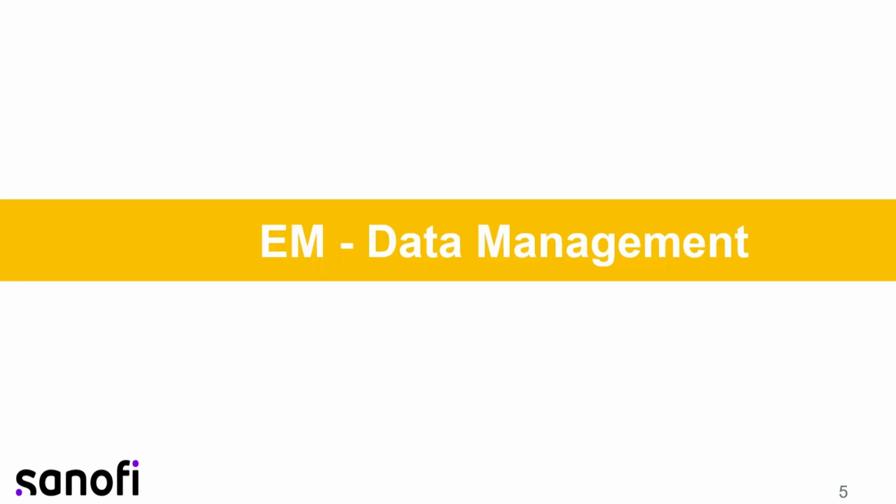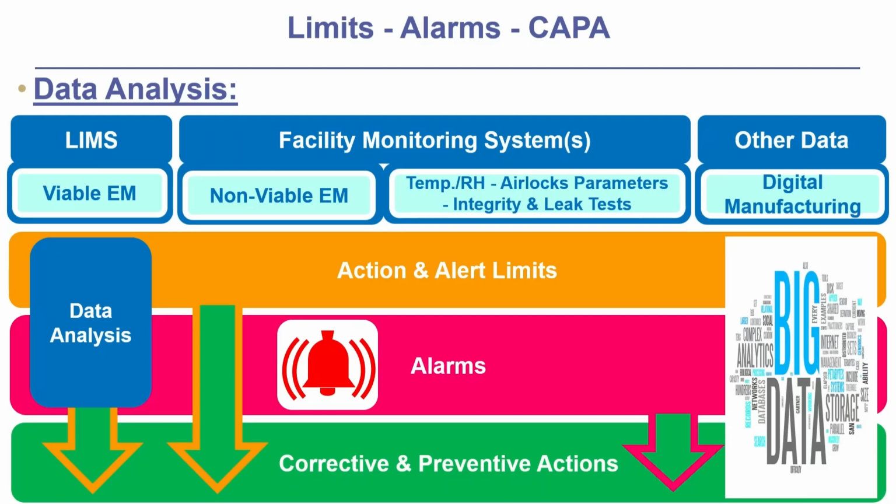And now, how to manage the data generated by the environmental monitoring program. You will have a great number of data from different origins. First of all, the viable environmental monitoring data, which you will include in a LIMS system, but you will also have data from the non-viable environmental monitoring program, and elements from different parameters such as temperature, relative humidity, airflow parameters, integrity, and leak testing. That will be part of the facility monitoring system.